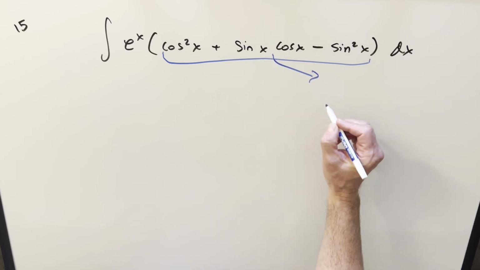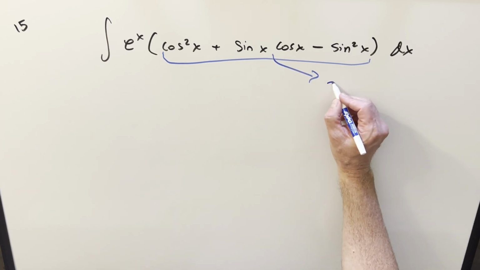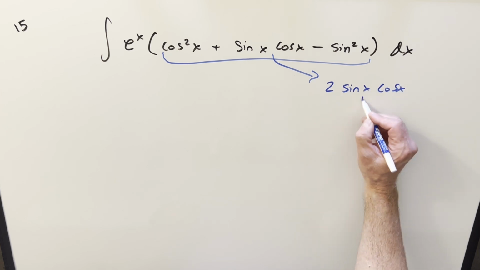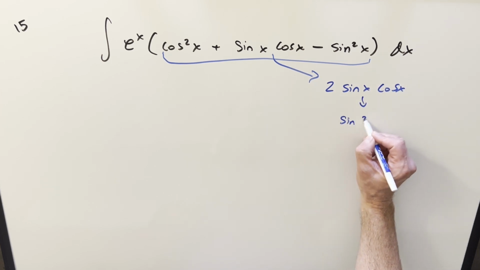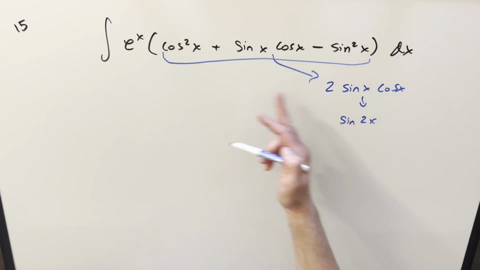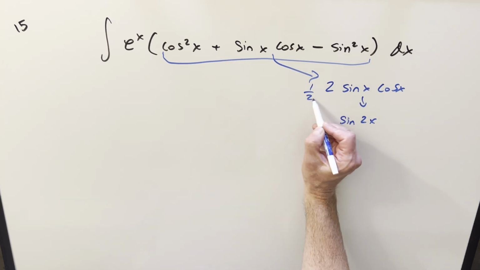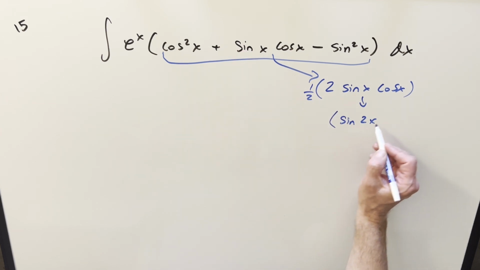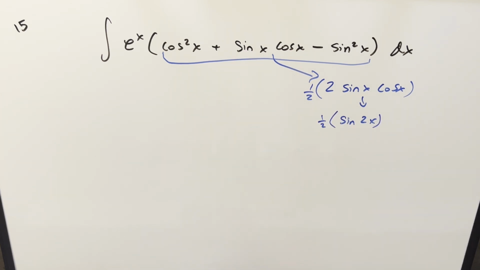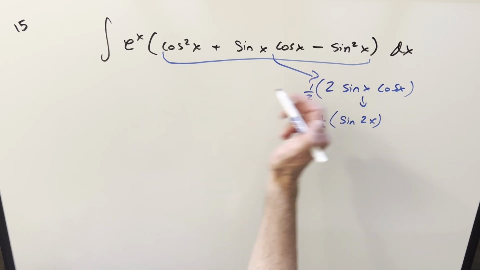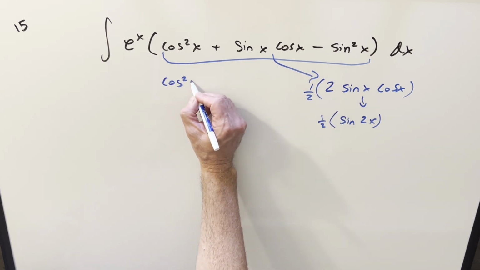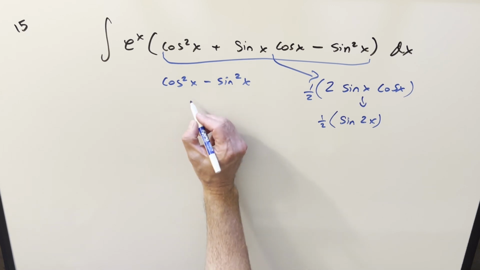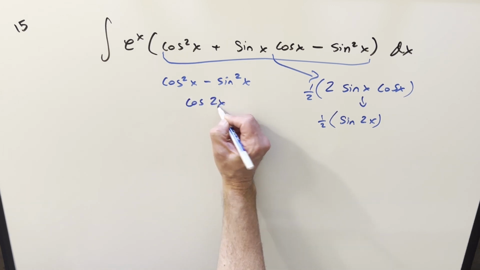particularly sine x cos x is really close to our double angle formula for sine. So if we had 2 sine x cosine x, this is the same thing as sine 2x. Well, we don't have the 2 in front, so what I can do is multiply by a half, and let's just multiply a half on this one as well. And then what's left here is cosine squared x minus sine squared x. But this right here is our double angle formula for cosine, so this is going to be cosine 2x.